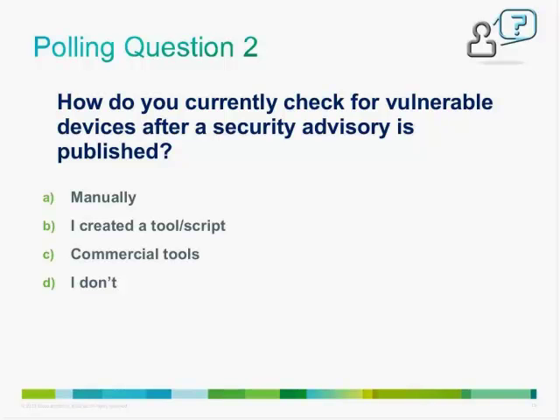Now, before I continue to the next session, I would like to ask you just one more question. So again, you can use the polling on the right of your screen, but the question is, how do you currently check for vulnerable devices after a security advisory is published? Either manually, you perhaps created a tool or a script to do this. You're probably leveraging commercial tools, or you simply don't, or don't know how to do so. So please take a moment to actually answer that, and we will continue.